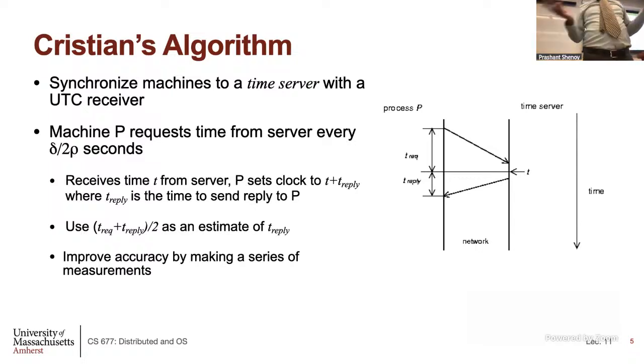So one simplifying assumption you can make is that it takes the same amount of time for the message to go from the machine to the server as it takes to come back. If you do this, you take t request plus t reply, you then halve it, and you say that is my estimate of t reply. Because if it's the same time, then you know the total round trip time, so the one-way propagation latency is half of the round trip time, and then you've got an estimate of t reply. So this is a simple example where you can take time t, take this estimate of t request plus t reply over 2, add it to t, and that's what you set here. That's Christian's algorithm.